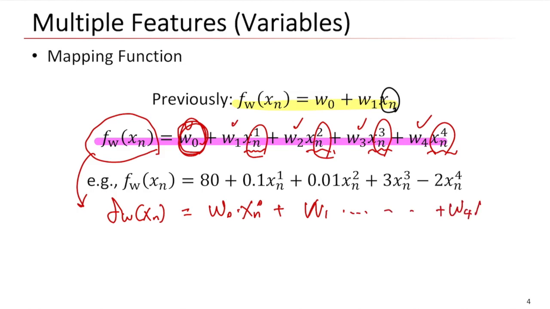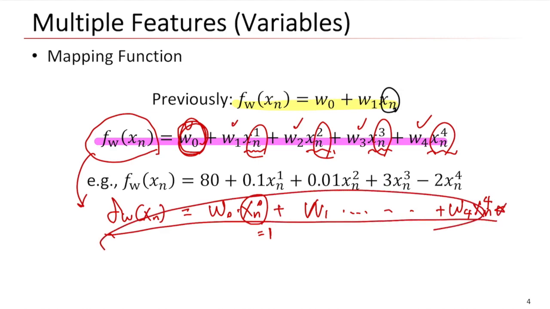W4 times x4. Okay, so if we assume x0 is equal to 1, we can just represent the mapping function in a general form, like this, right? So this is a mapping function for the multiple features in the linear regression problem.